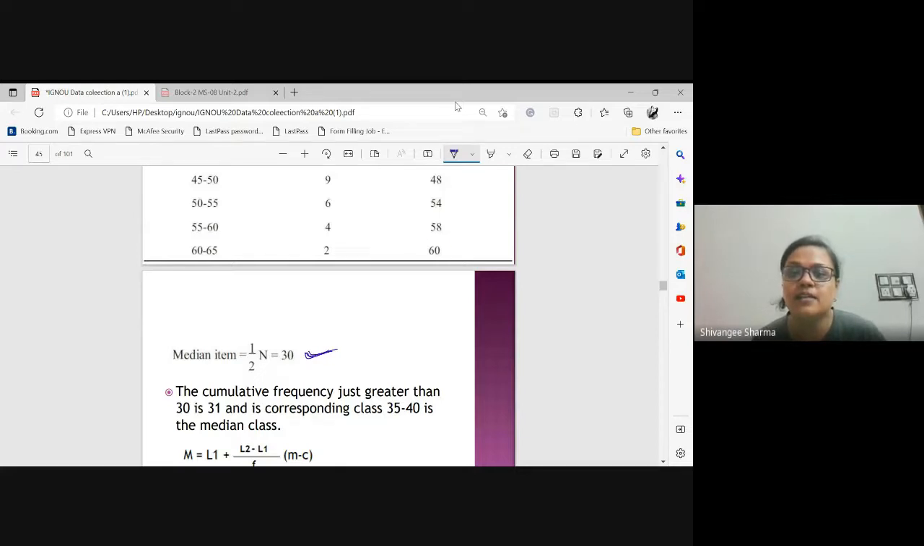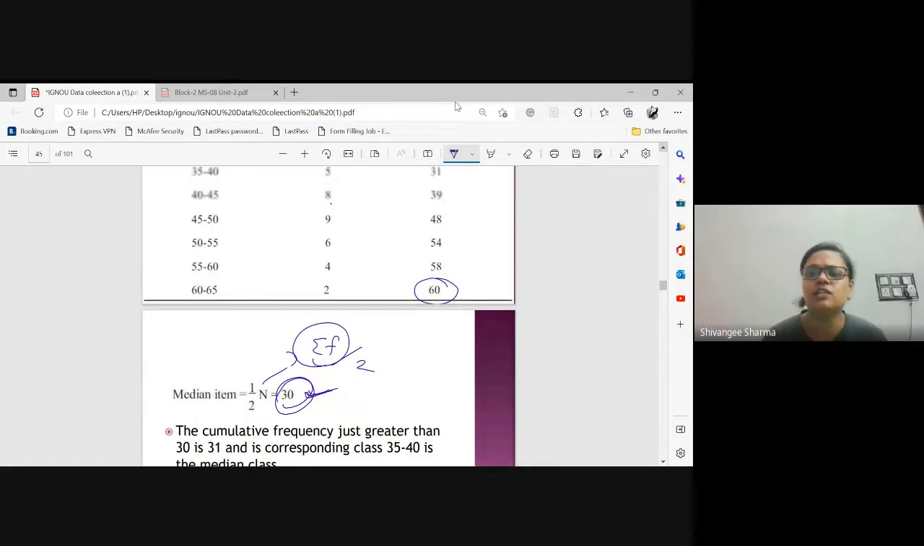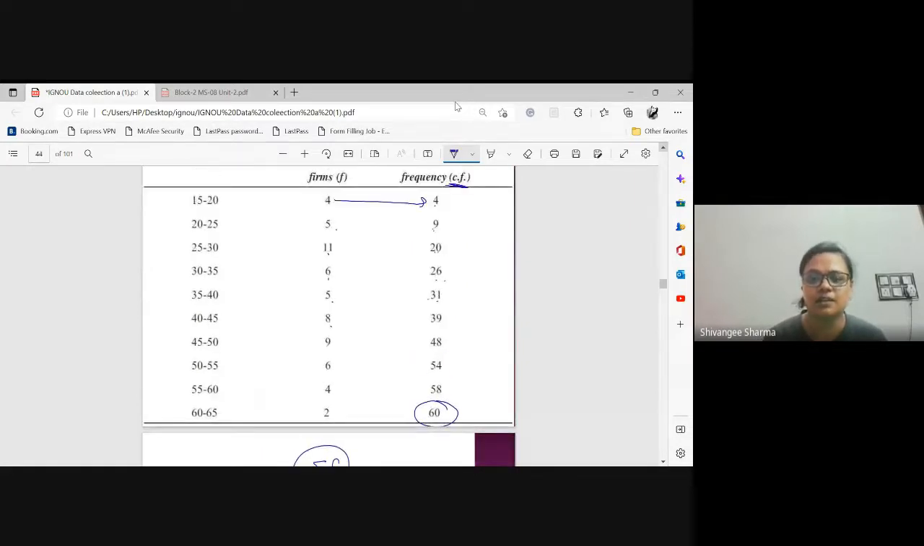So here n is 60. N is basically the summation of f. So summation f by 2, which is 60 by 2, is 30. Now what you have to do? You have to identify the cumulative frequency that is just greater than 30. So the cumulative frequency that is just greater than 30 is 31, right?